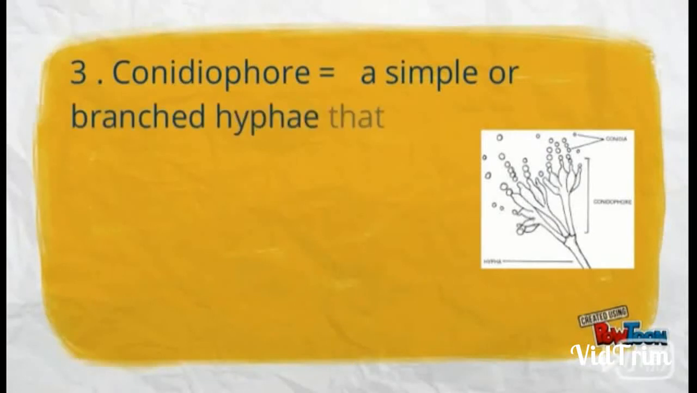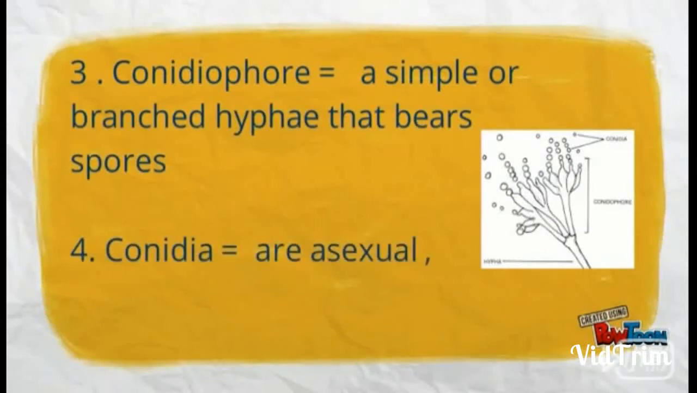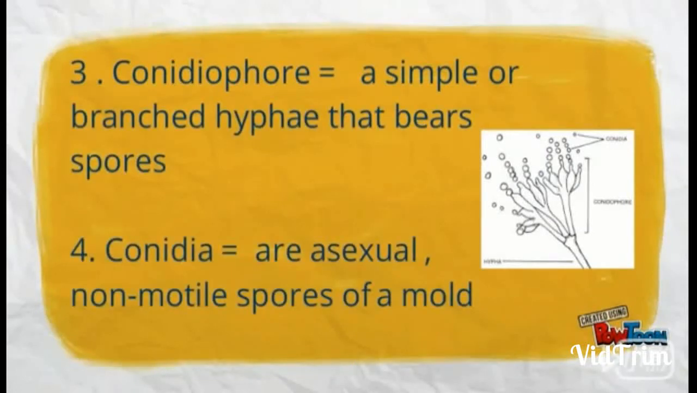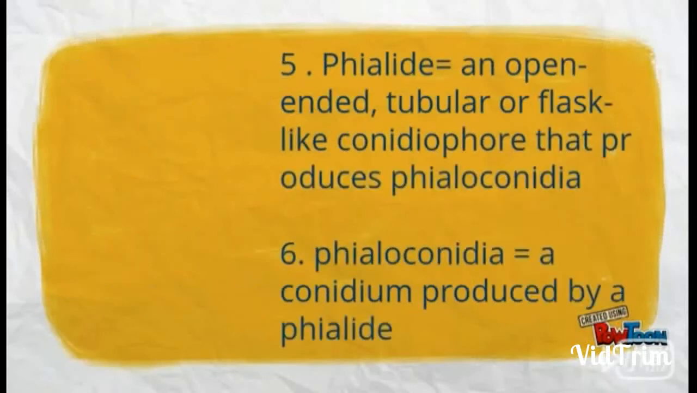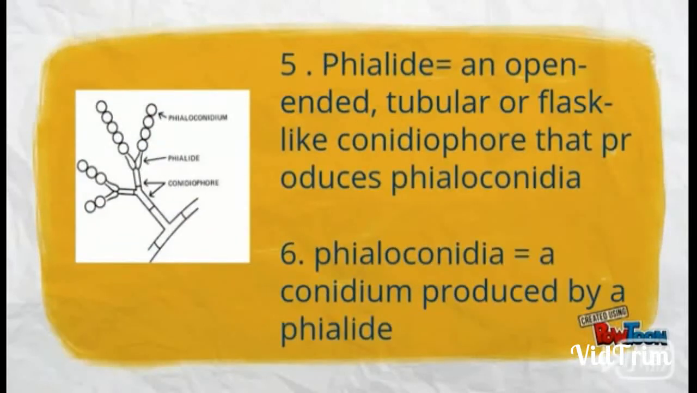Conidiophore is a simple or branched hypha that bears a spore, and conidia are asexual non-motile spores of a mold. Phialide is an organ, the tubercle or flask-like conidiophore. Phialoconidia is a conidium produced by a phialide.